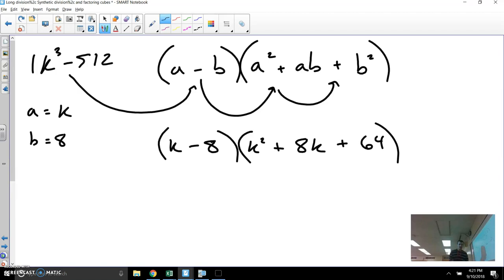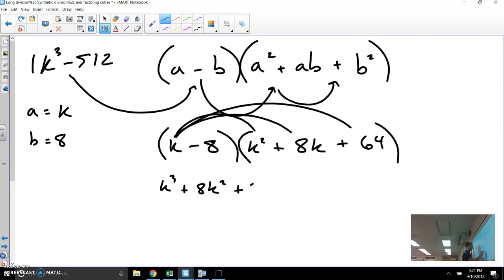So I want to check my time to make sure I have time to do this. I do. It's only 11 minutes in. This part is not necessary, but to check your work, I could multiply it together, and it should give me k to the third minus 512. So let me show you. K times k squared, k to the third, k times 8k, 8k squared, k times 64, 64k.